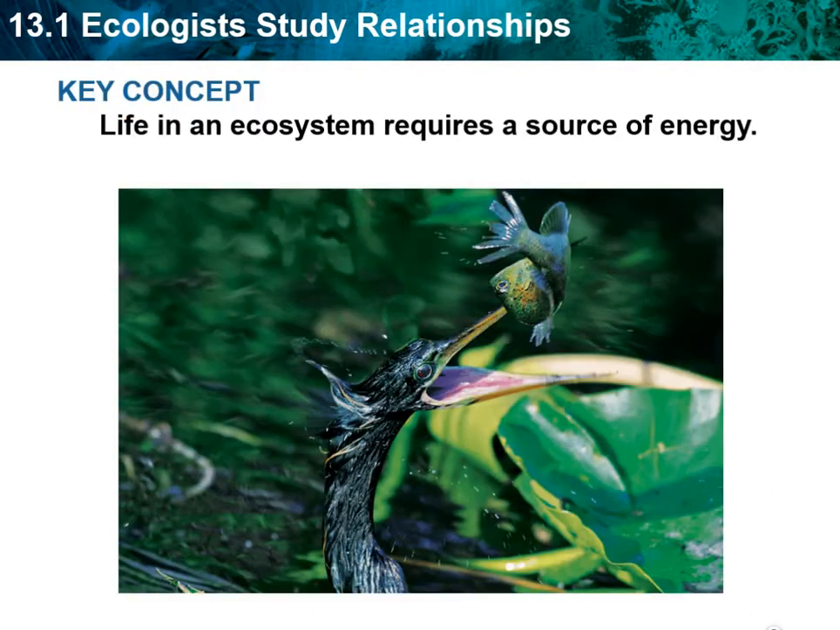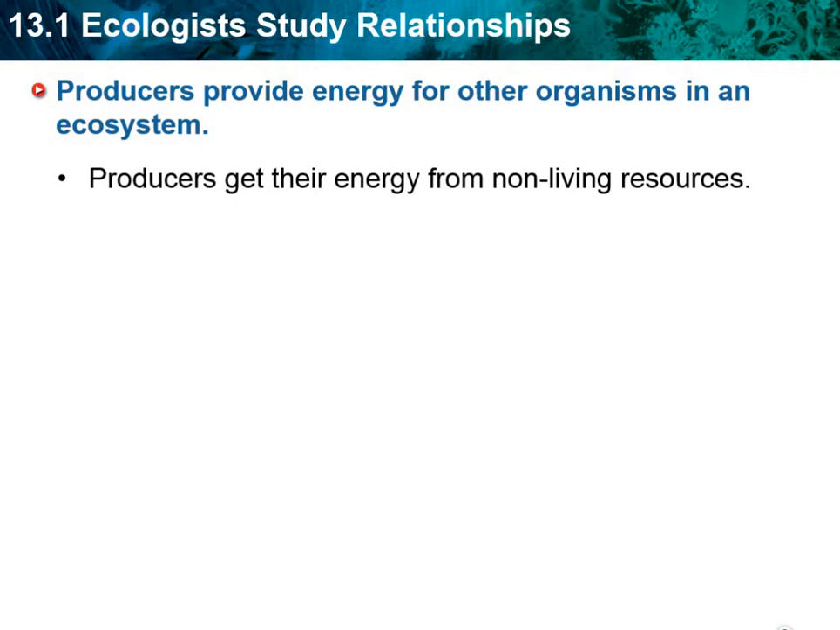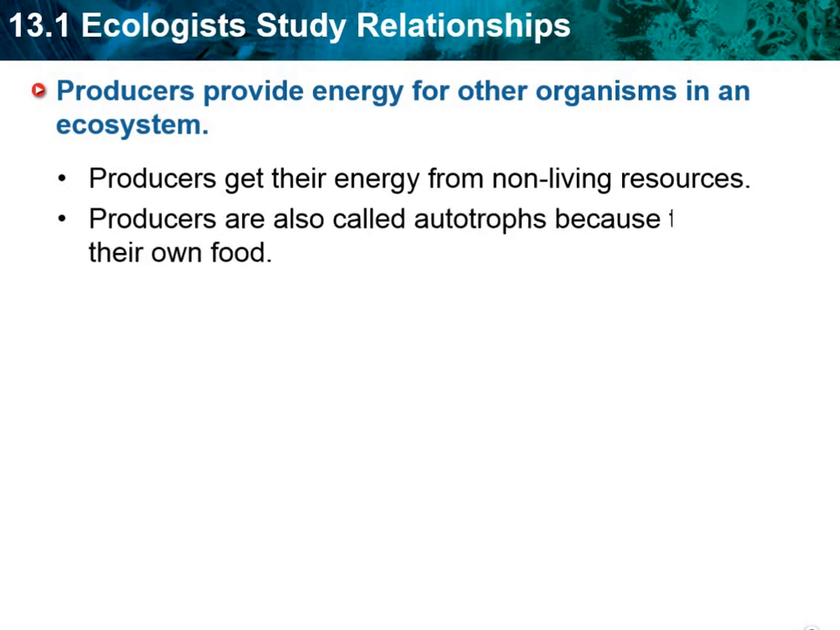So in Section 3, life in an ecosystem is going to require sources of energy. Producers are going to provide energy for other organisms in the ecosystem. Another name for a producer is an autotroph. Producers get their energy from non-living resources. Producers, like I said, are also called autotrophs because they make their own food. Now, I know many of you might be like, well, I make my sandwich every day. Yeah, no, not the same thing. It means, can you go out in the sun and absorb the sun's energy and make food from it? No, you cannot. So that is what producers are able to do.